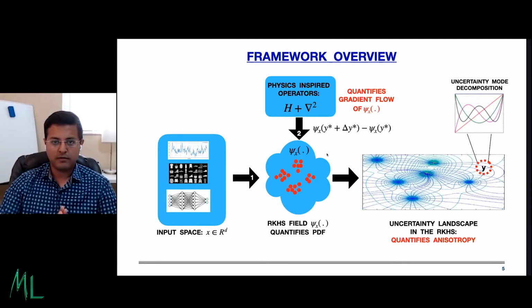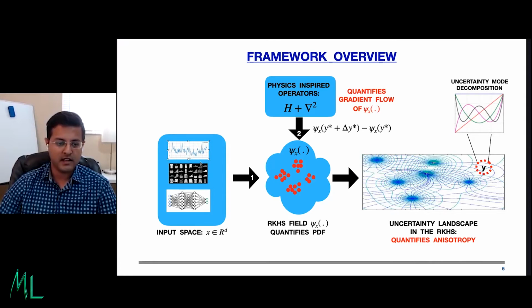So the overview of the framework is as follows. You have any input space data. It could be a time series, it could be a set of images, or it could be the weights of a trained neural network. And what we do essentially is first project that data into an RKHS field defined by psi x, and this is usually used for quantifying the PDF of the data.